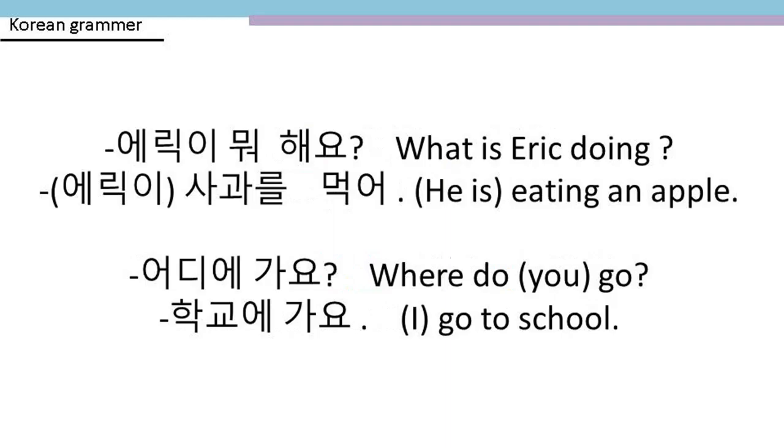When the subject can be clearly understood from the context, it can be omitted. For example, 에릭이 뭐 해요? What is Eric doing? 사과를 먹어. Eating an apple. 어디에 가요? Where do you go? 학교에 가요. Go to school.